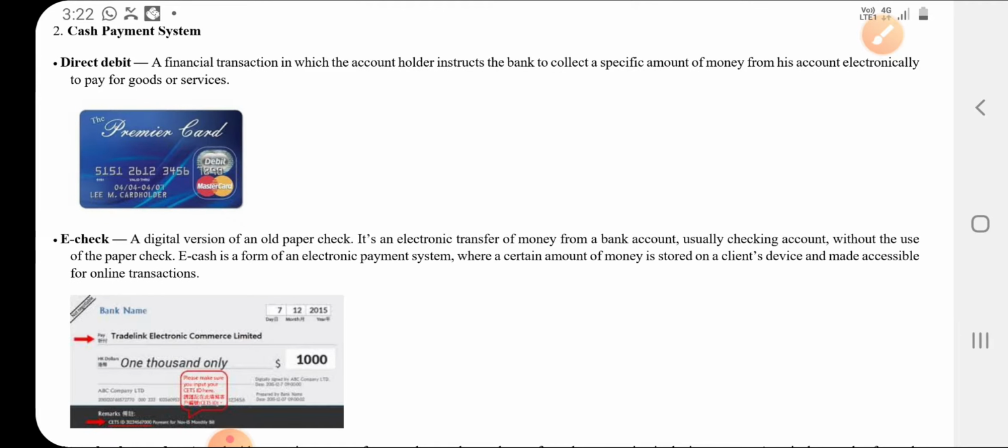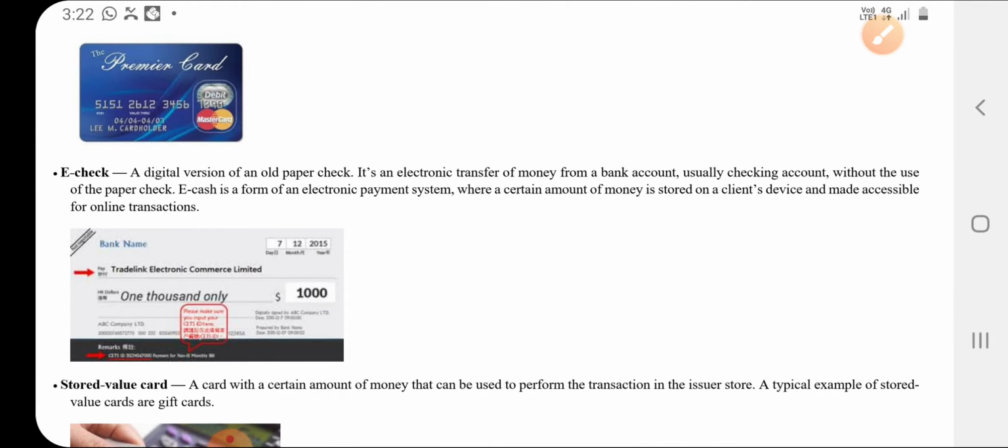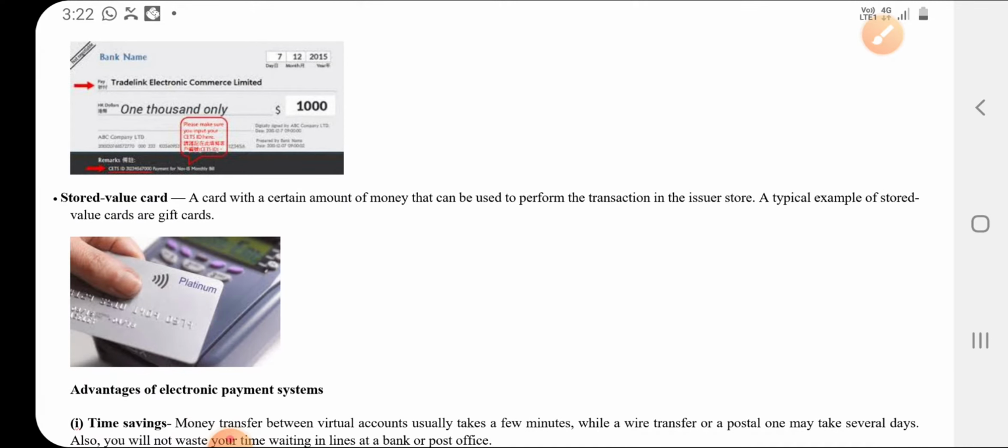So instead of giving a debit card, you can also provide an e-check online. So the model of e-check is given. A digital signature has to be placed in the e-check. And the stored value card. A stored value card is a card with a certain amount of money that can be used to perform transactions in the issuer store.